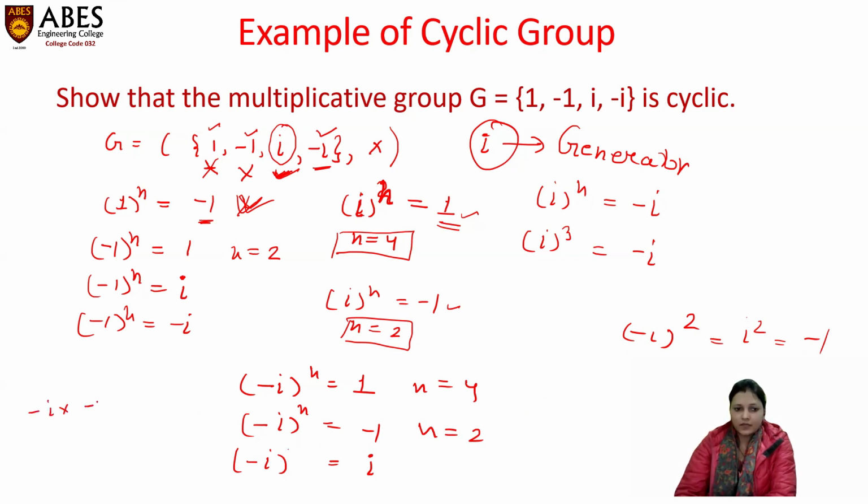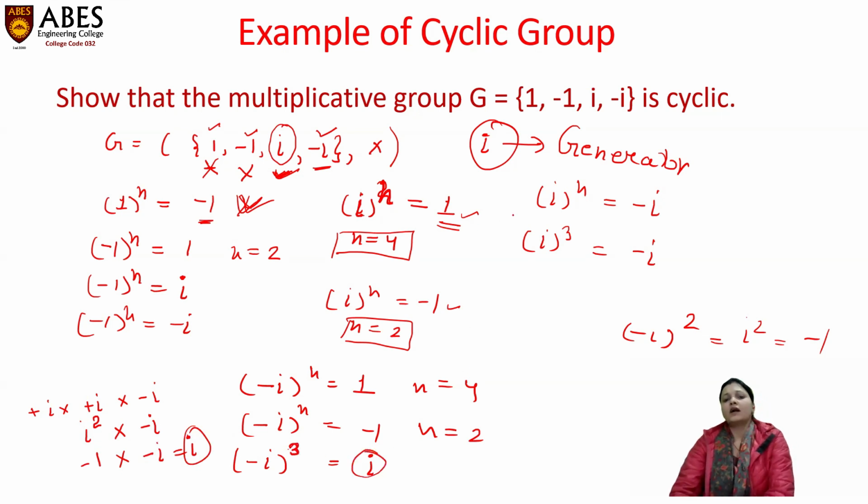-i into -i into -i. So these two negatives will become positive. This will become i square, and here it is -i. So i square is -1. -1 into -i will give us i. So for the cube, I can also generate i. So here -i is also a generator, as we can generate 1, -1 and i from -i also. So for this particular group, we are getting 2 generators.